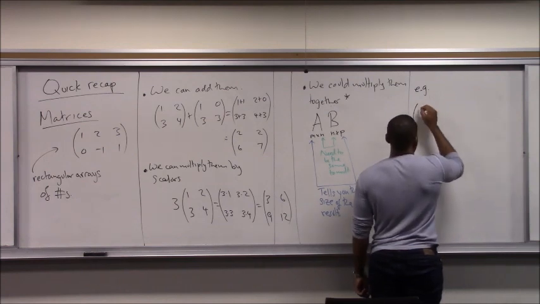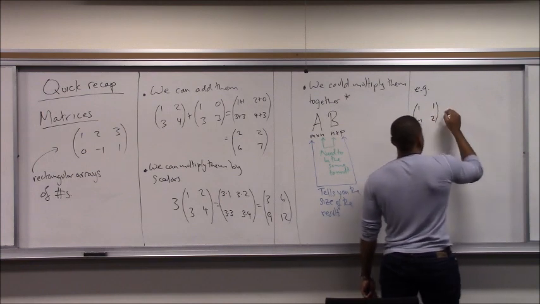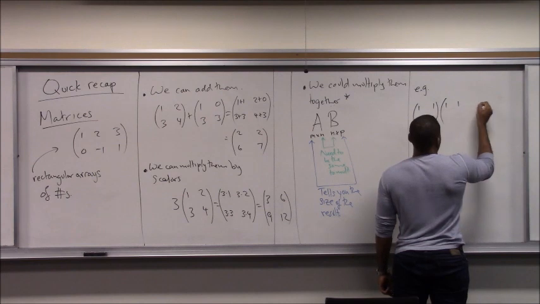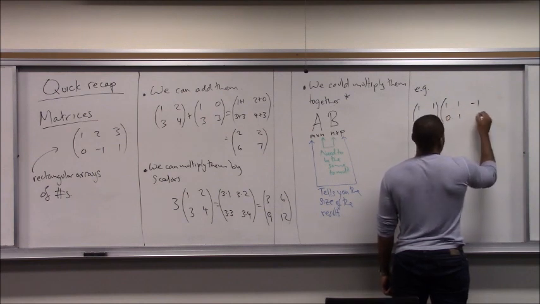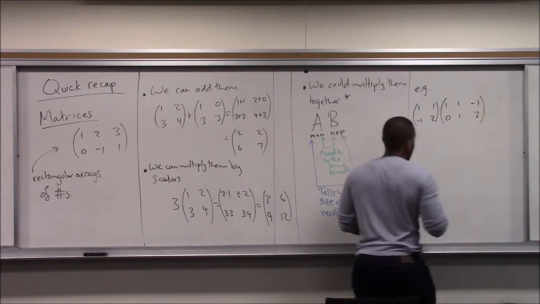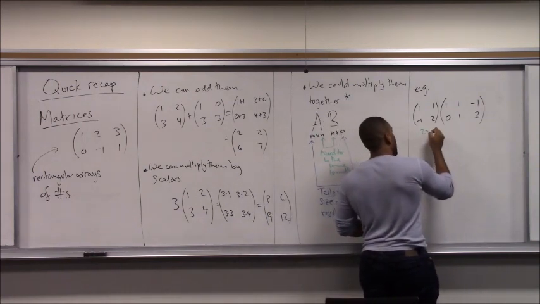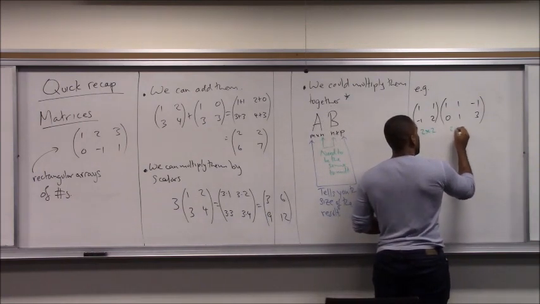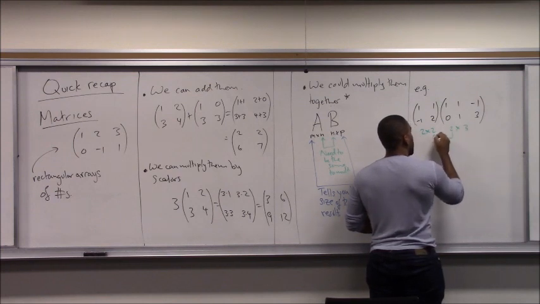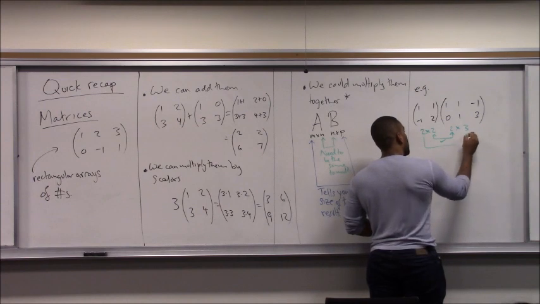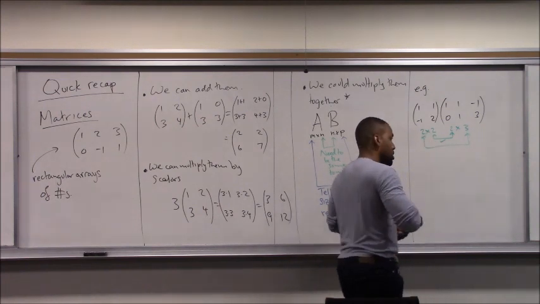So you could do, say, 1, 1, minus 1, 2, and you can multiply this by 1, 1, 0, 1, 3. Now you'll see here, this guy's a 2 by 2, and this guy here is a 2 by 3. So these guys are the same, so you can multiply, and you know that the result should be a 2 by 3. How do you obtain that result?